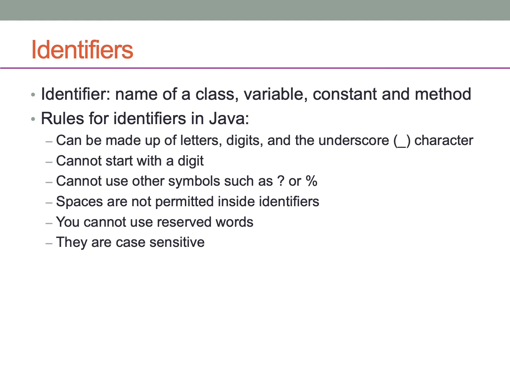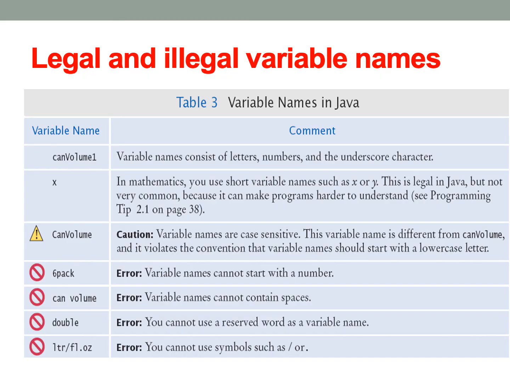There are several rules for identifiers in Java. Identifiers can be made up of letters, digits, and underscore, but it cannot start with a digit. It can also use other symbols such as question mark or percentage. We cannot have spaces inside our identifiers, and there are some reserved words that cannot be used. Identifiers are case sensitive. We have seen this in our lab 1, where capital T is not the same as smaller letter t. This slide shows some examples of legal and illegal variable names.